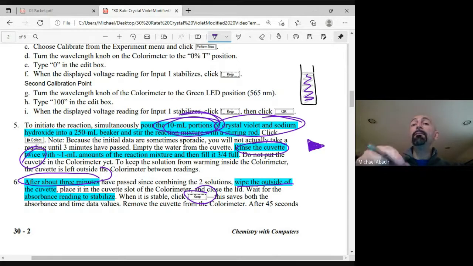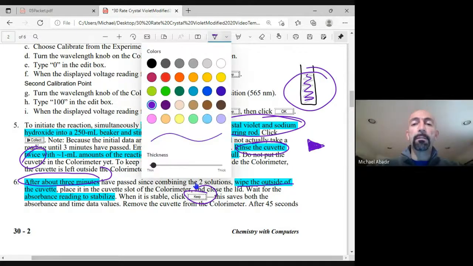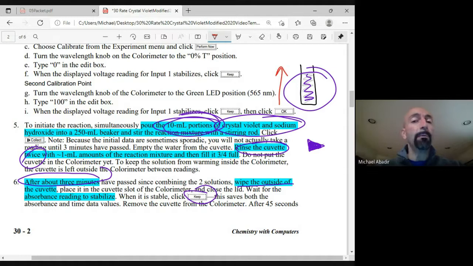Because if you leave it in there for this whole experiment, which could take like 30 minutes or so, what's going to happen is this cuvette is going to start to get heated up because there's light passing through it. And if the temperature of this starts to go up, it's going to speed up the reaction. That's going to totally mess up your whole results because you have to have this happen at a constant temperature, which we're doing at room temperature.